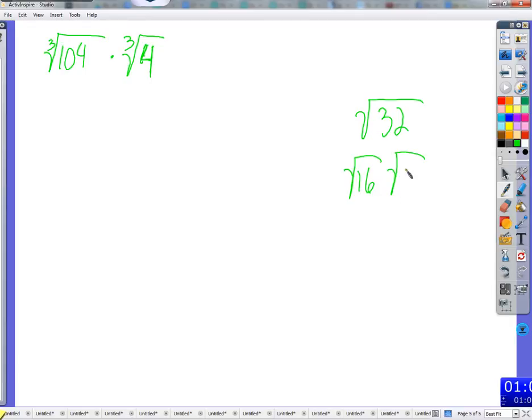8 times 4 is good, but why did you choose 16 times 2? Because 16 has a square root. Because 16 is the biggest factor I can find that also has a square root. Yeah. 8 times 4 would work too, but then the 8 itself has a factor, and you would do it twice. So 4 times the square root of 2.